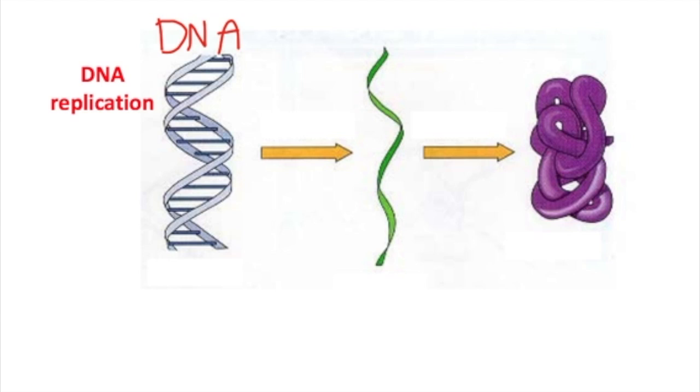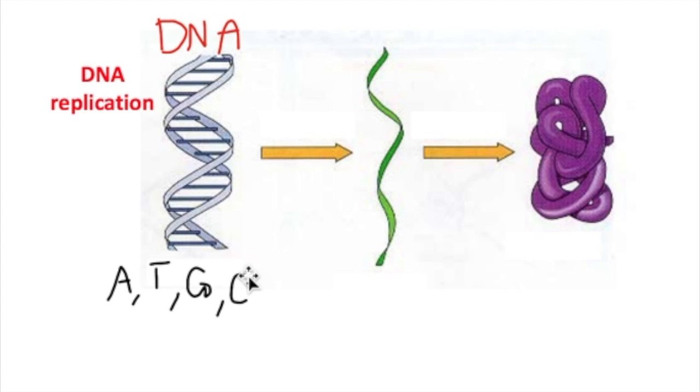When we do DNA replication, we're still going to keep those same four letters: adenine, thymine, guanine, and cytosine. A pairs with T, G pairs with C, and vice versa. Now, when we want to start protein synthesis, we are going to make a strand of mRNA, and that's going to be this strand right here in the middle.